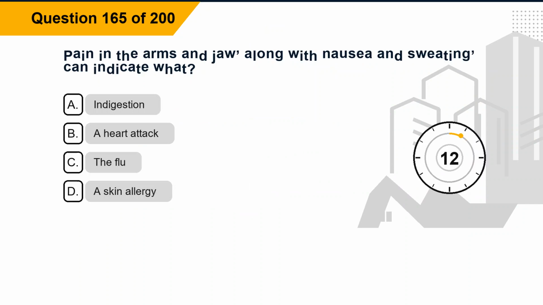Question 165. Pain in the arms and jaw, along with nausea and sweating, can indicate what? Option A, indigestion. Option B, a heart attack. Option C, the flu. Option D, a skin allergy.